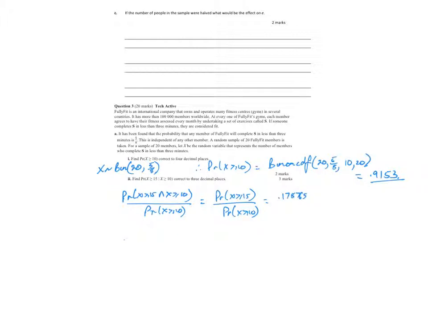0.178765 over 0.91529, which to 4 decimal places gives me 0.1953.